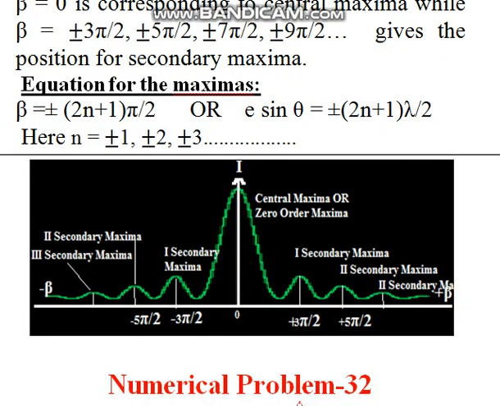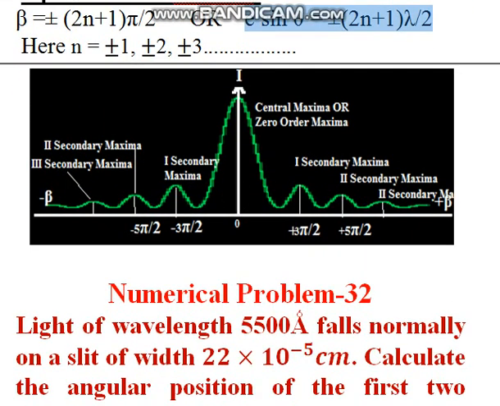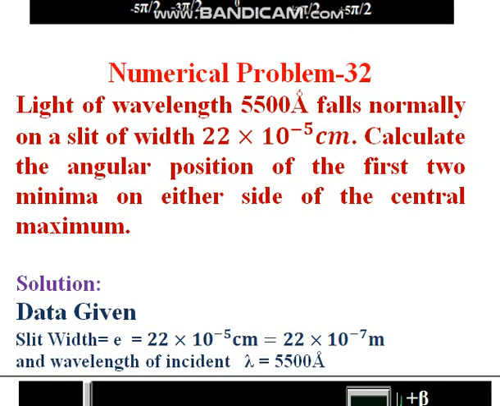All other maxima are given by this equation. They are known as the secondary maxima, and all of them satisfy this equation. This is the intensity versus beta graph, with the first secondary maxima, the second, and this is the third secondary maxima, and the graph is symmetrical on both sides of the screen. Now let's see numerical problem 32.